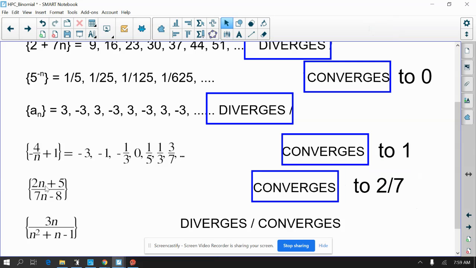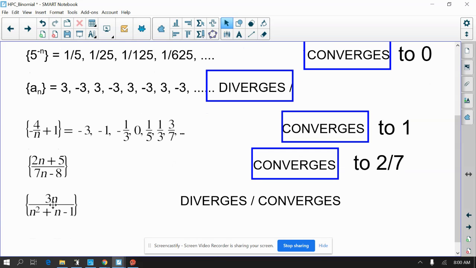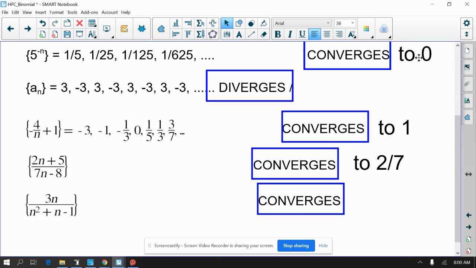If we were to extend the sequence out many, many, many terms, eventually it's going to be very, very close to 2/7. It'll never get there, but it's approaching 2/7. And then finally this one, well, the denominator has a bigger degree than the numerator. So the denominator is growing much, much faster than the numerator. In fact, it's growing n times faster. So this is a case where you're dividing a relatively small number by a relatively large number. So that means it converges to 0 again.